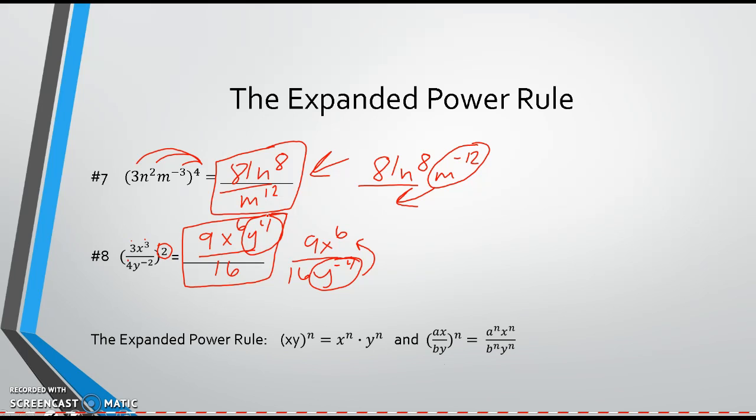And so the expanded power rule is two different forms. Could start like this. xy to the nth power means you have to take the x to the nth and the y to the nth. Or if it's a fraction, I'm going to have to apply that n to everything on top and everything on the bottom, as you see here.